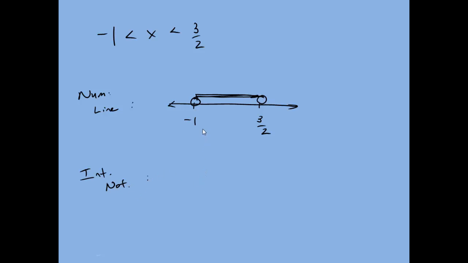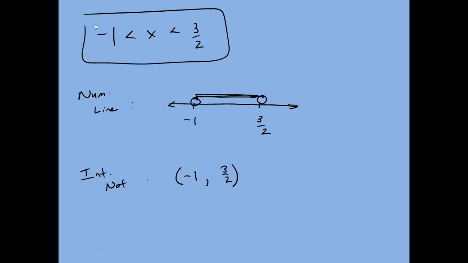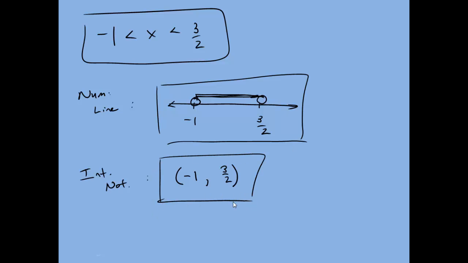what we really want to see here is, we start at negative 1. There's an open circle there. We're not including negative 1 in our solution. So we use a parenthesis, negative 1, comma, and this goes all the way up to 3 halves. And then close parentheses because we're not including 3 halves. The open circle means we don't include it. So this would be our complete answer. We solved the inequality negative 1 is less than x is less than 3 halves. We have it written on a number line, and we have the interval notation.